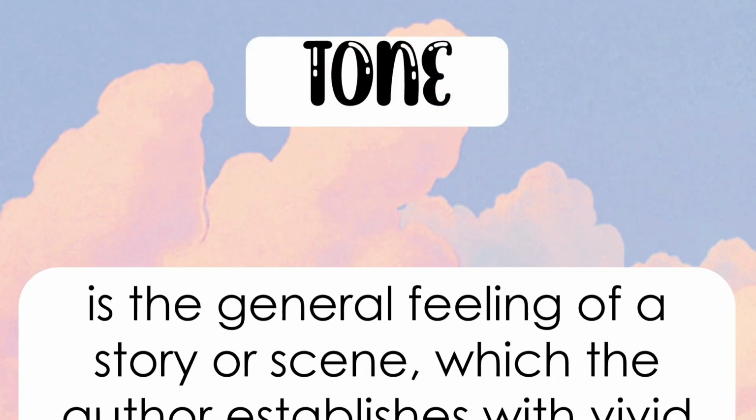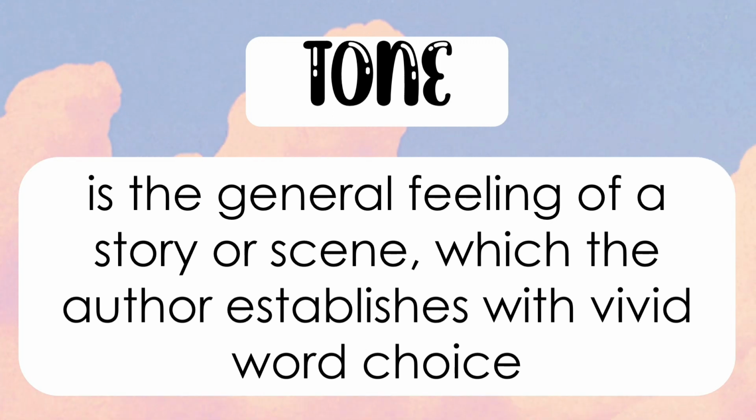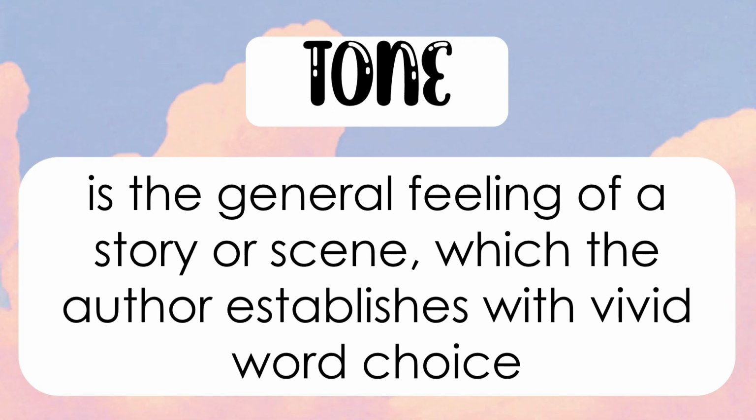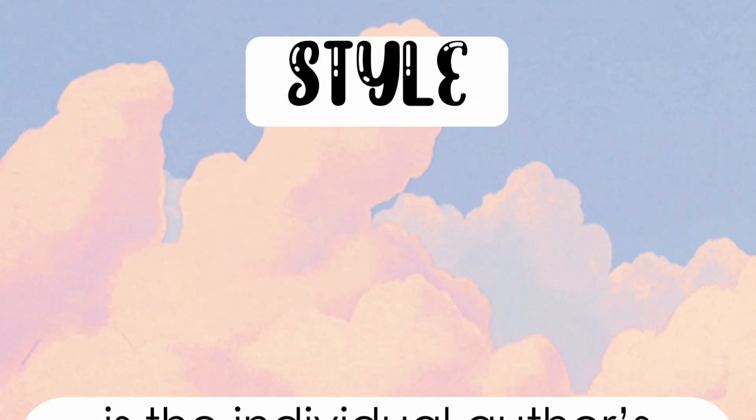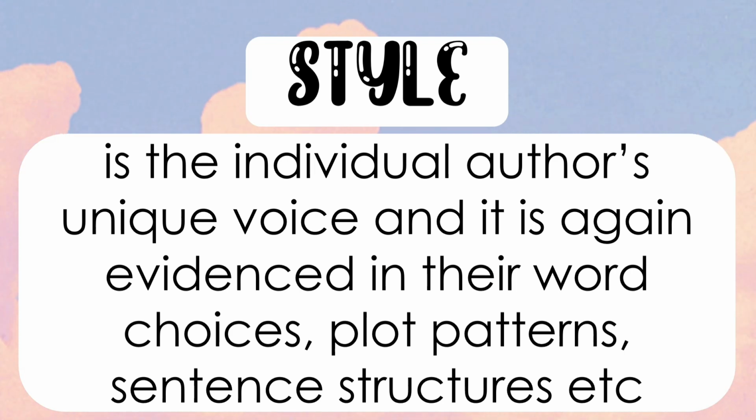Next is tone. Tone is the general feeling of a story or scene, which the author establishes with vivid word choice. Next one is style. Style is the individual author's unique voice, and it is again evidenced in their word choices, plot patterns, sentence structures, etc. Style refers to the writer's choice of diction, sentence structure, literary techniques, and use of rhythm.